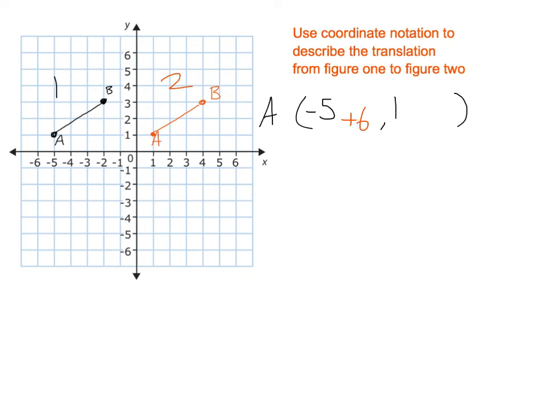And then let's talk about A. How much does it go up and down to become here? Well, it doesn't. A lies on the same grid line here as it did there, so we can just say add 0. So the new A is -5 plus 6 is 1, and 1 plus 0 is 1. So it should be at 1, 1. And if we check, yep, over 1, up 1. There we go. And then you could do the same thing for B.